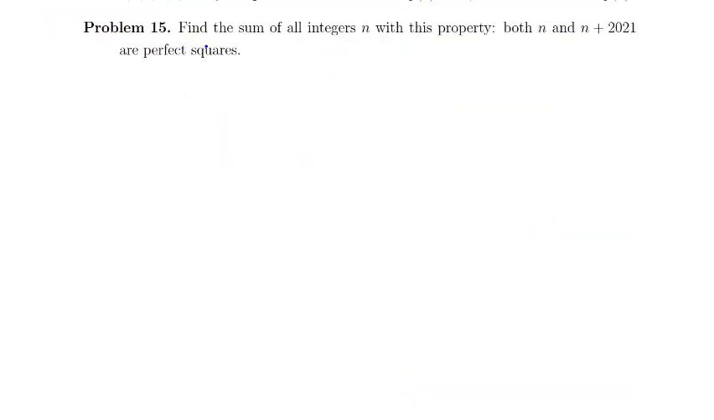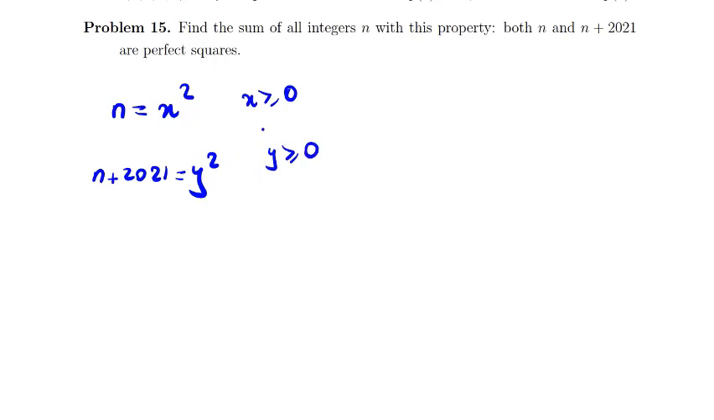Okay, problem number 15 of senior. Find the sum of all integers n with this property: both n and n plus 2021 are perfect squares. So n is x squared, and without loss of generality, you can consider x is at least 0. N plus 2021 is y squared. Again, without loss of generality, you can consider y greater than or equal to 0. If you consider the difference, 2021 is equal to y squared minus x squared, which is y minus x times y plus x.